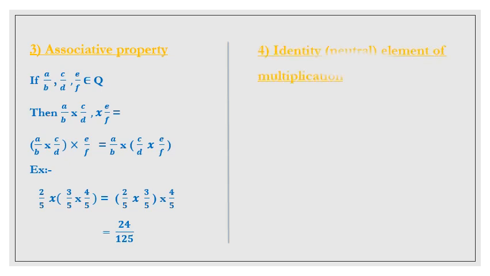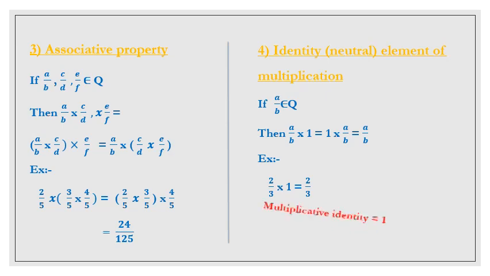Number 4, identity element of multiplication. The identity element of multiplication is 1. If A over B belongs to Q, then A over B by 1 equals 1 by A over B equals A over B. For example, 2 over 3 by 1 equals 2 over 3. So, the multiplicative identity is 1.